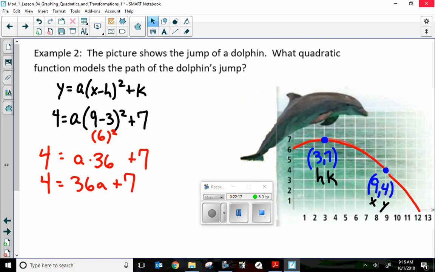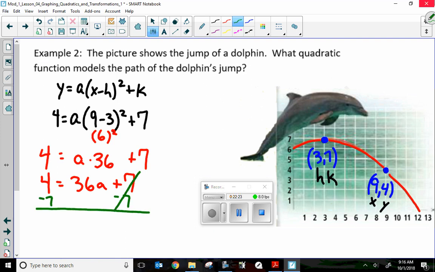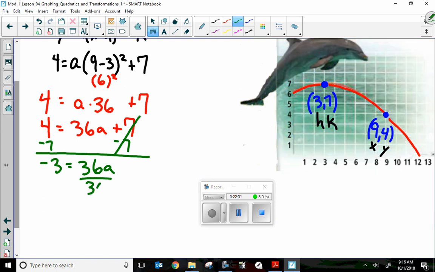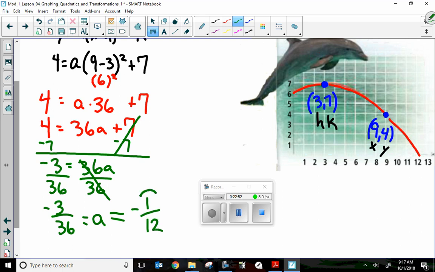And now I'm just going to do some basic algebra. Subtract 7 from both sides. Negative 3 equals 36A. I'm going to scroll down here a little bit. And divide both sides by 36. And I get negative 3 over 36 equals A. Well, I can reduce that. I know 3 goes into both of those numbers. So ultimately, it equals negative 1/12. And that's what I'm going to use. It would not be wrong if you used this, but you should know how to reduce a fraction.